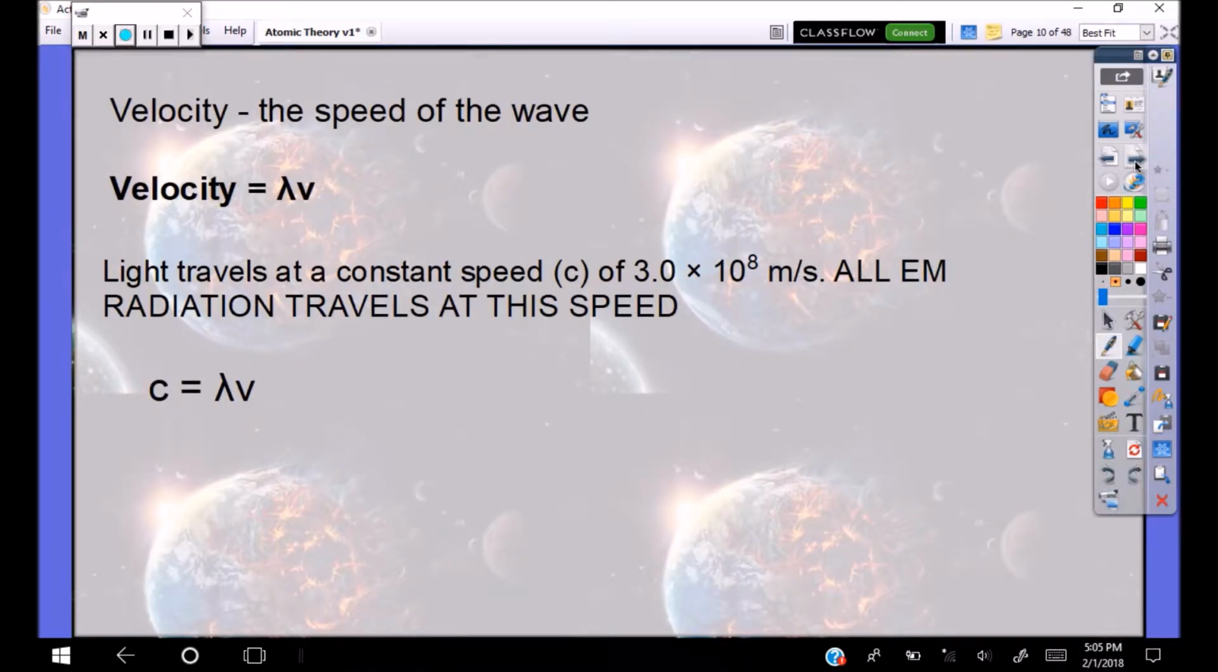So in terms of the velocity of our wave, the speed of our wave, we can relate that to the wavelength and the frequency. So in general, velocity is equal to the wavelength lambda. Lambda is wavelength. So this is the Greek letter lambda, and it is your wavelength.